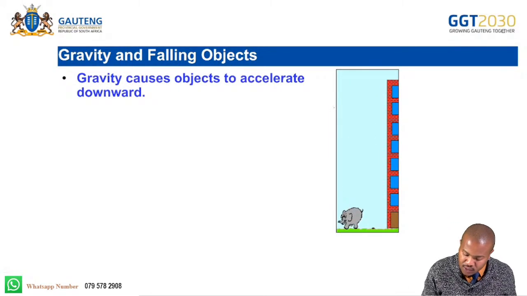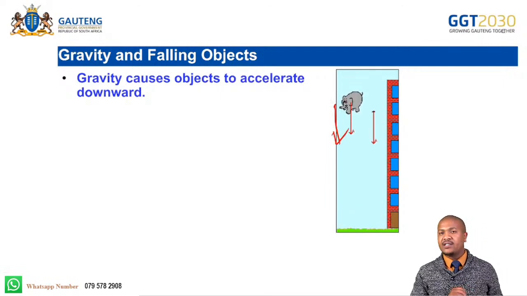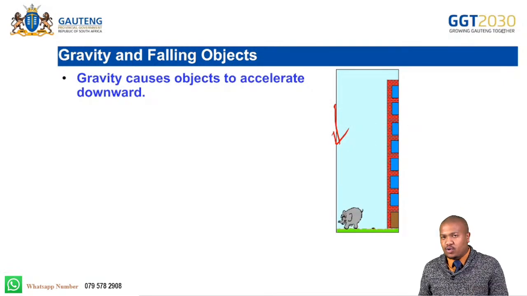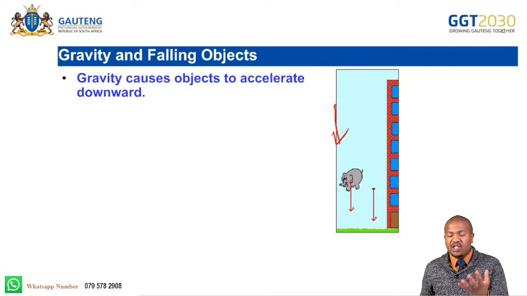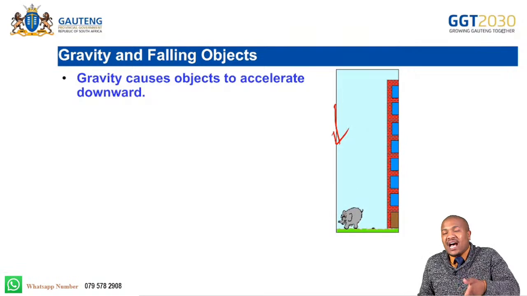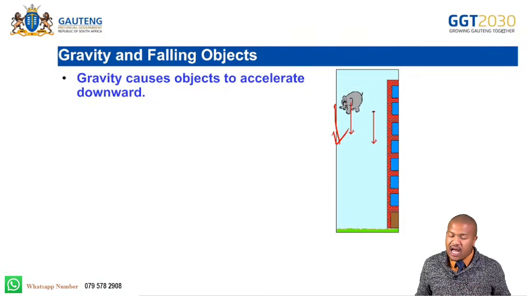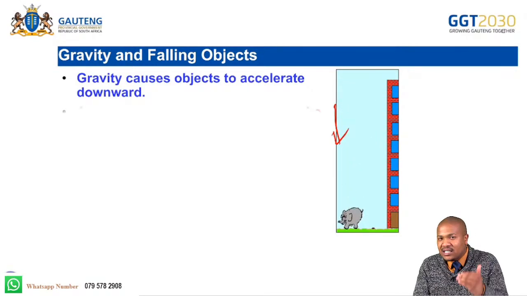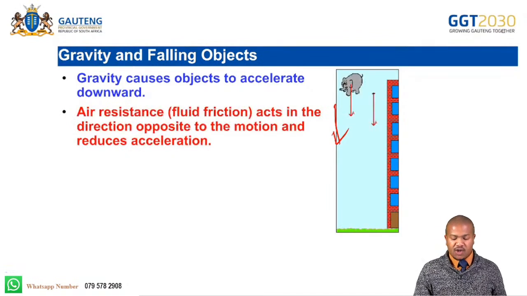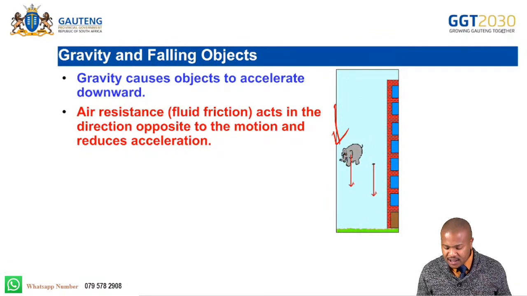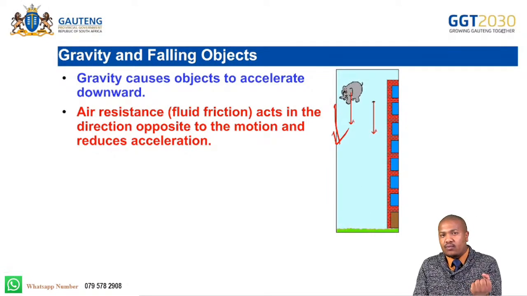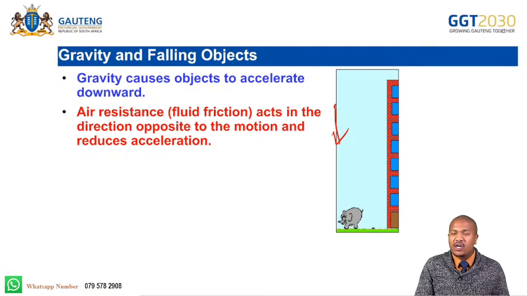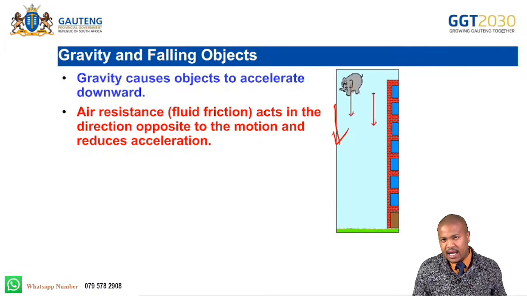As it goes down, what makes it fall down? It is the pulling force that we're talking about, the Earth's gravity. As it goes down, it builds up speed. It accelerates downwards. Now, in that situation of objects falling down, there's also what we call air resistance.